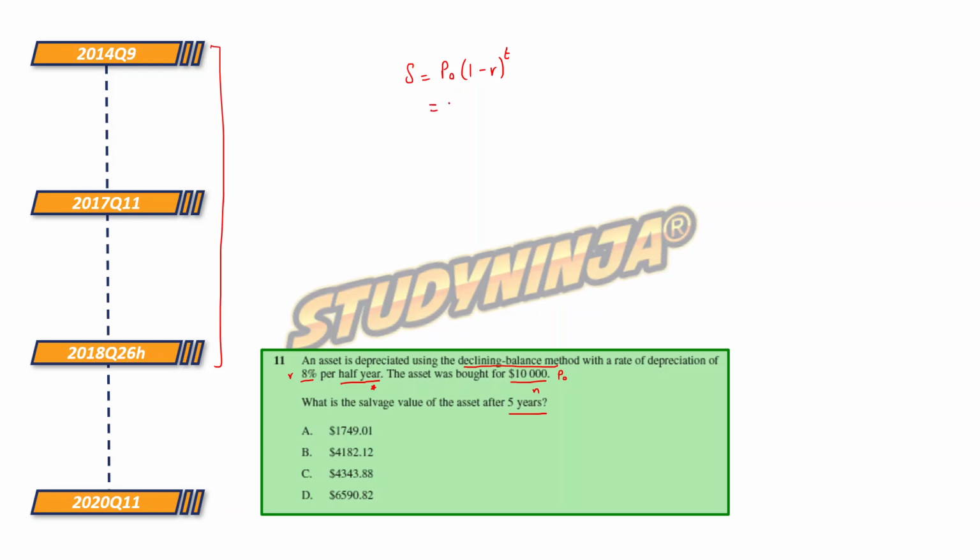So plugging in the values, you have 10,000 it was bought for, that's fine. It's depreciating at 8%, but 8% every half a year means that in the 5 years, there would be 10 half a year cycles, because 5 years is equal to 10 half years. Now this would be your equation, and if you solve it, you'll get the answer. So this was a little bit different.